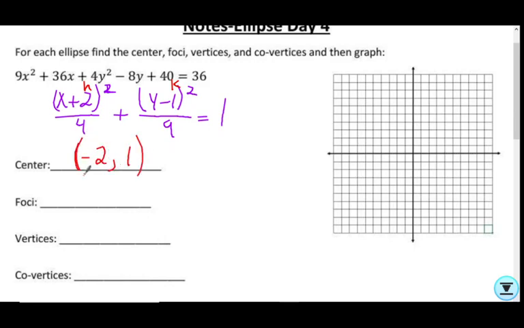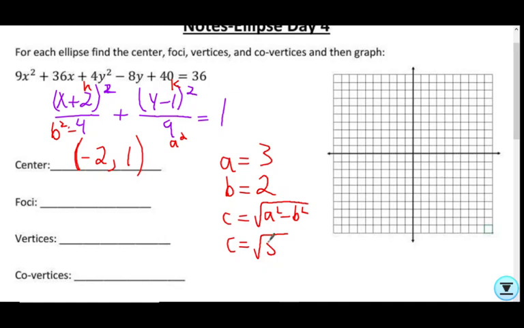Now, is this a vertical or a horizontal ellipse? Well, the bigger number's under the y. So this is a vertical ellipse. And a squared is 9, and b squared is 4, which means a is 3, b is 2, and then using that equation to find c, the square root of a squared minus b squared, c is the square root of 5, because we're going to need that for the foci.